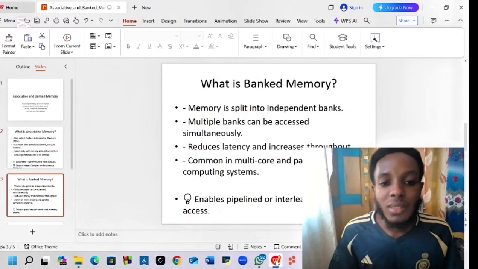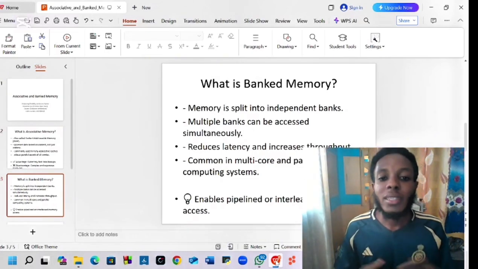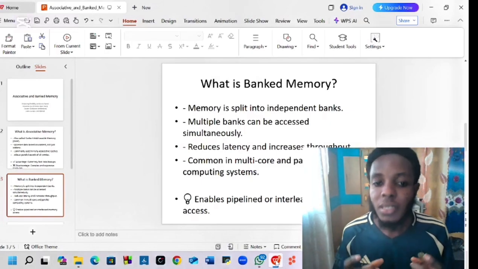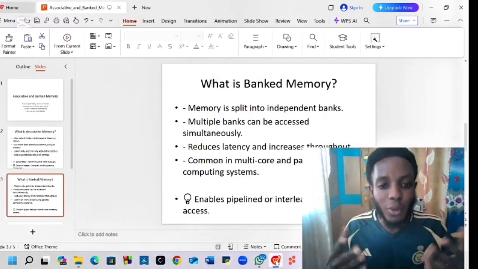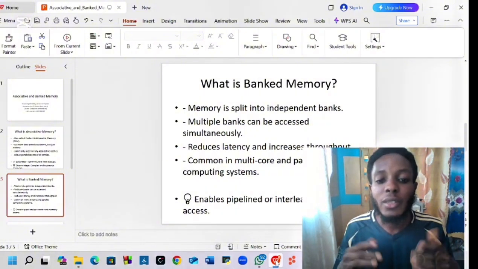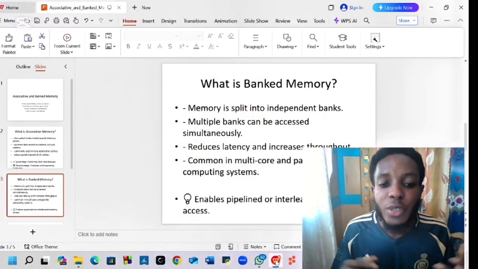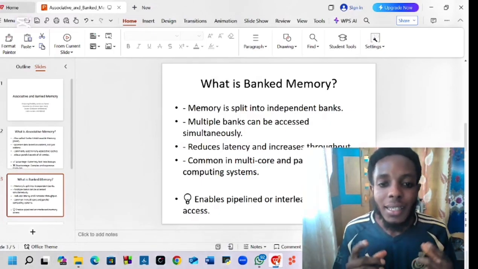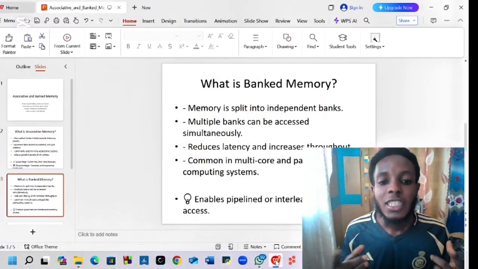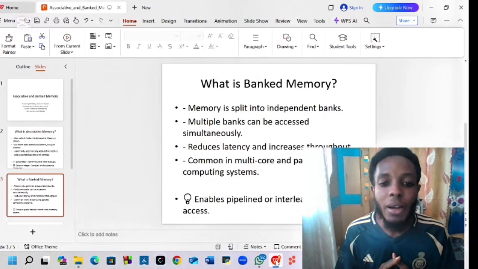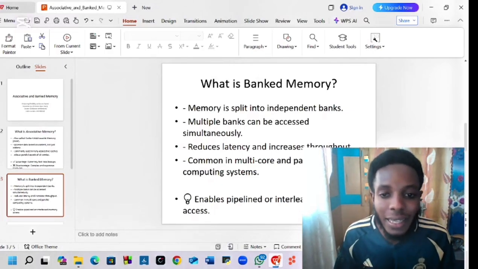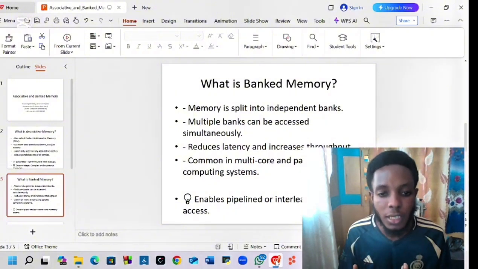We move on to slide 3, and what is banked memory? To explain further, banked memory splits memory into multiple independent banks. Each bank can be accessed simultaneously, reducing memory latencies. This approach is commonly used in multi-core processors, GPUs, and other parallel computer systems to improve memory throughput and support faster executions.